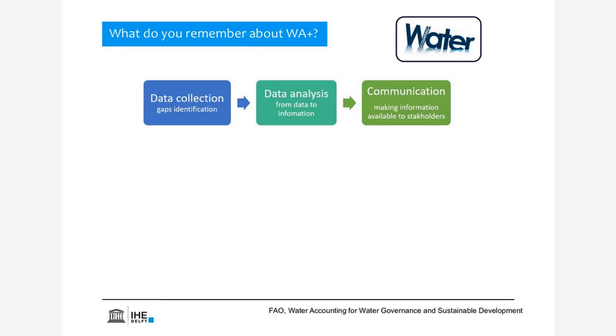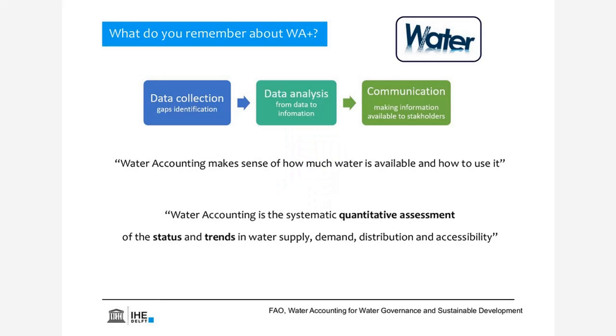And then I have added a few definitions, which you might have seen before. The main objective of water accounting is trying to make sense of how much water is available and how much has been already used. So who's using how much? That's often an important question. And they also define it as a systematic quantitative assessment of status and trends in water supply, demand, distribution, and accessibility.